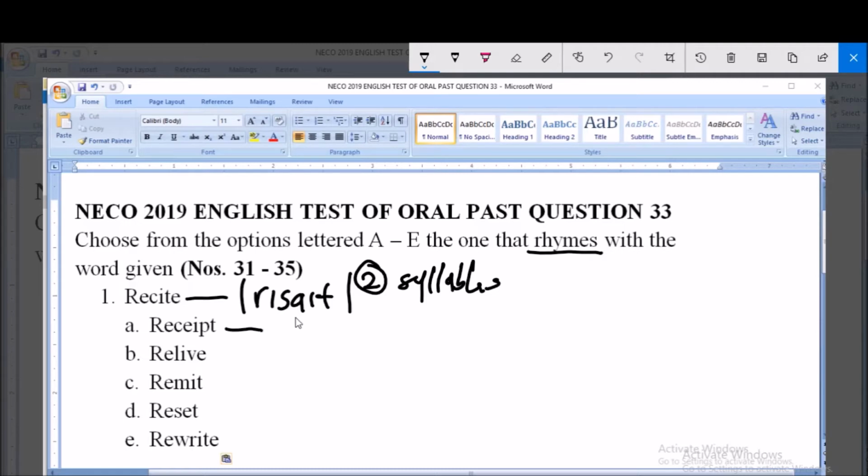Option A is pronounced as receipt, not receipt. Yes, the P is silent. Receipt. The P is silent. Long A here. The P is silent. Then remember, we have two syllables here too. Then option B is pronounced as relief.